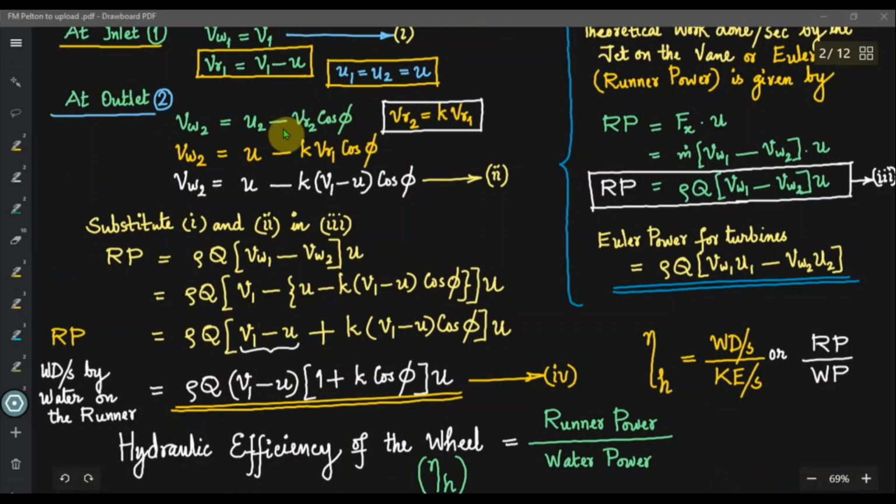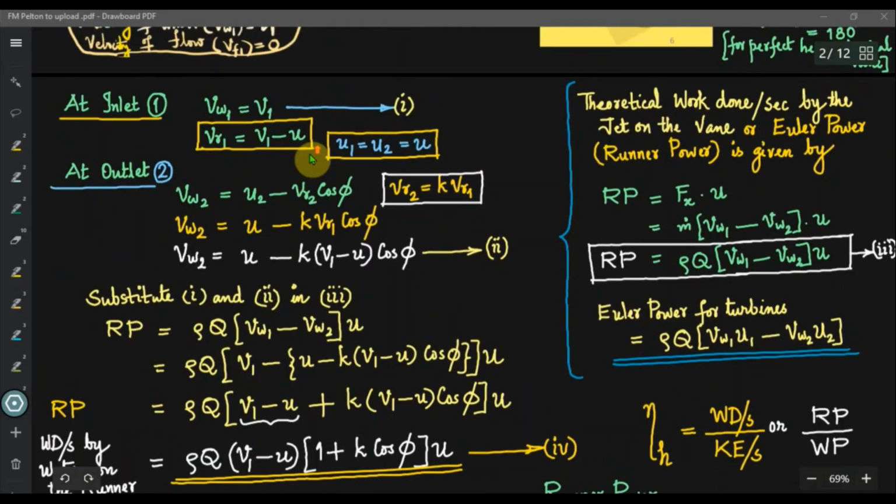And relative velocity at outlet VR2, what is its relation with VR1, the relative velocity at inlet? We know that for a pure impulse machine, ideally VR2 is equal to VR1. But practically, due to the blade surface friction, VR2 is equal to K times VR1, where K is the blade surface friction coefficient, the value of which is obviously less than 1. Usually it is between 0.8 and 0.9. So VR2 is equal to K times VR1, and VR1 is equal to V1 minus U.